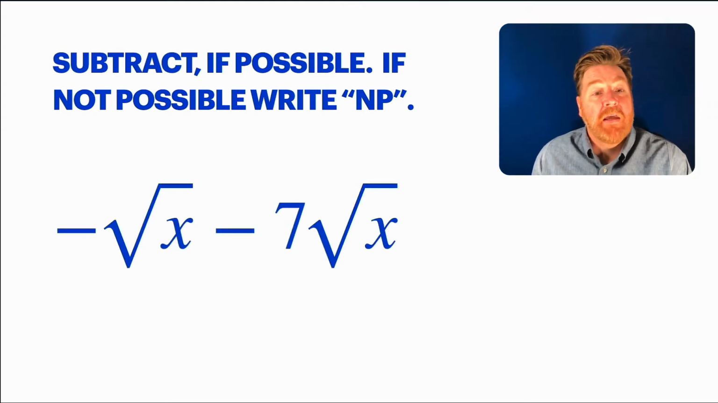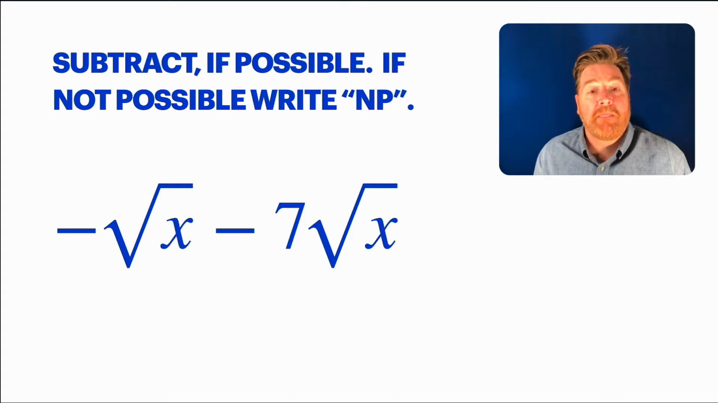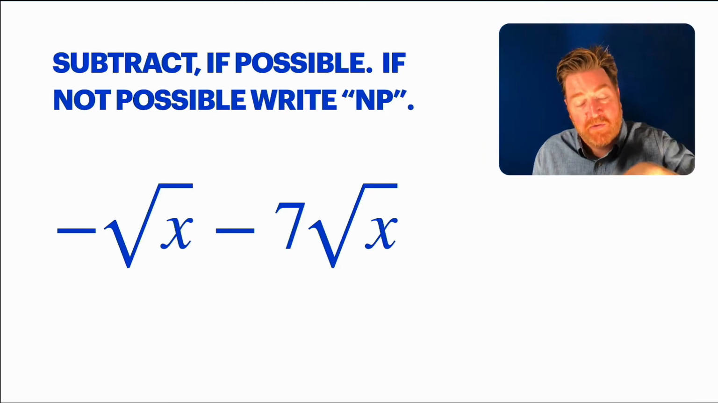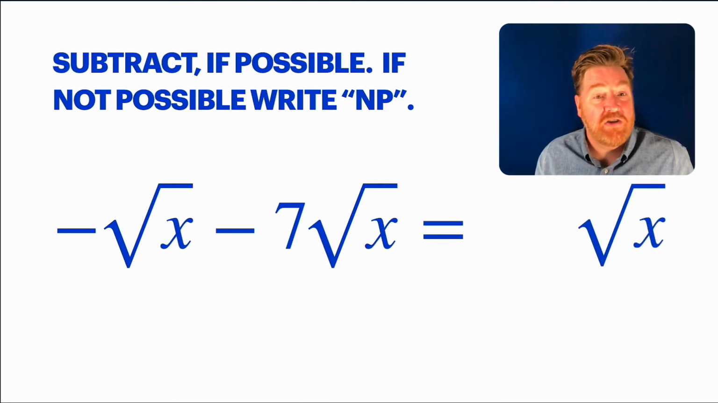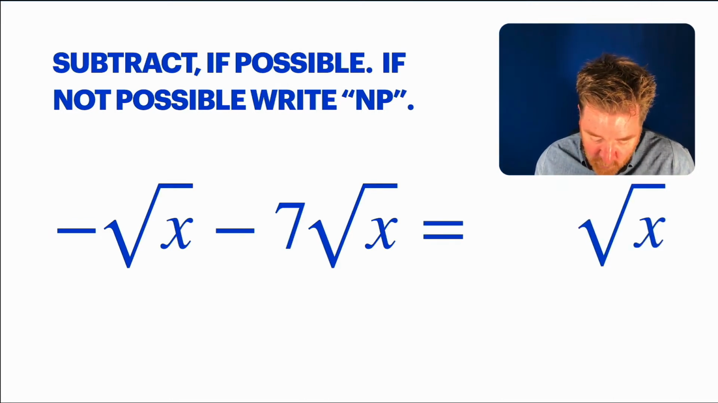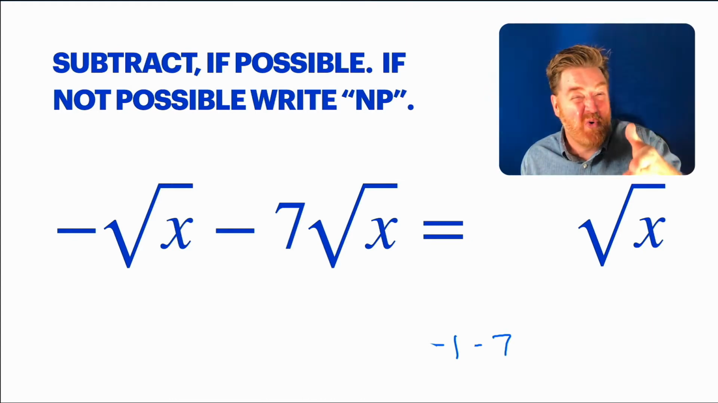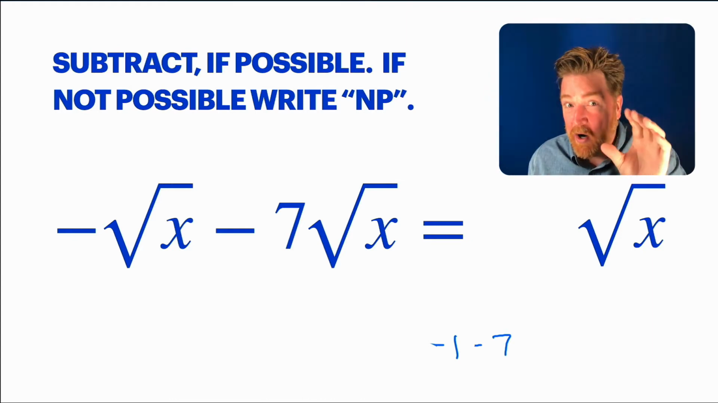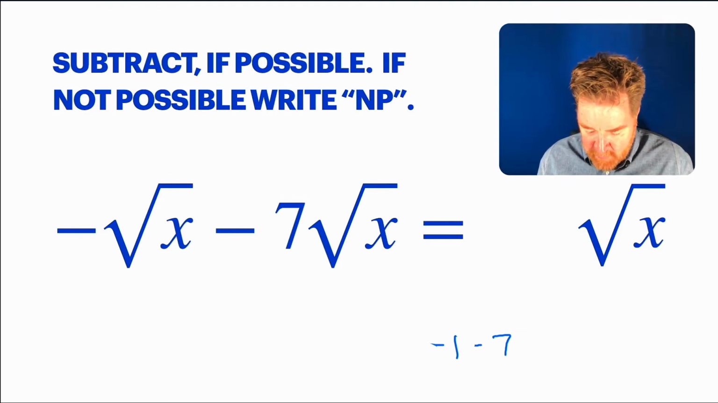All right. How about negative square root of x minus 7 square root of x? Can we subtract square root of x and square root of x? They're the same things, you bet. And when you subtract square root of x's from square root of x's, you get square root of x's. And now we can concentrate on how many. So we've got negative 1 minus 7. We talked about that: if there's no number there, we take that to be a 1. So it's negative 1. It works the same with negative 1. So negative 1 minus 7.